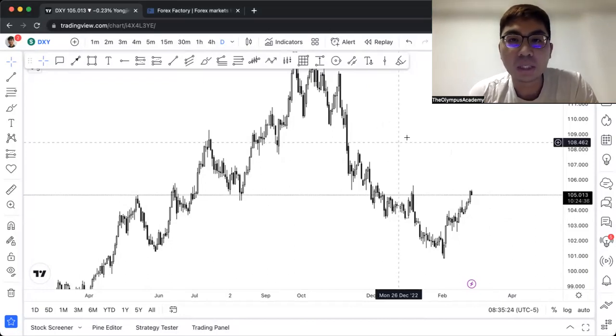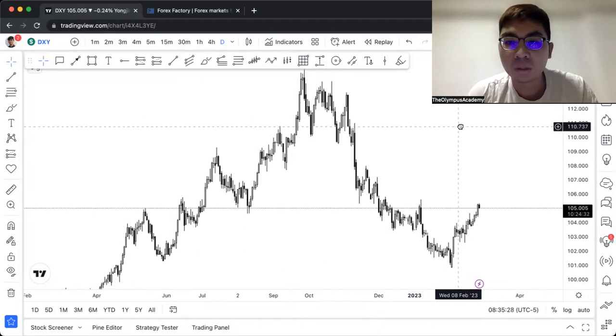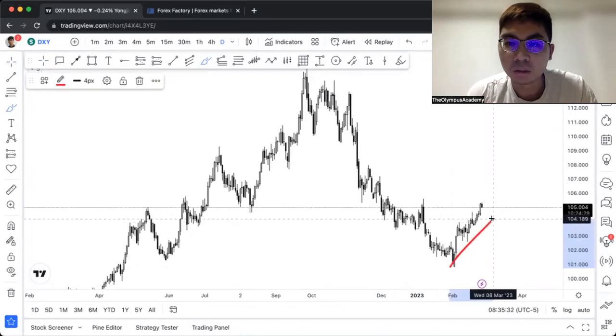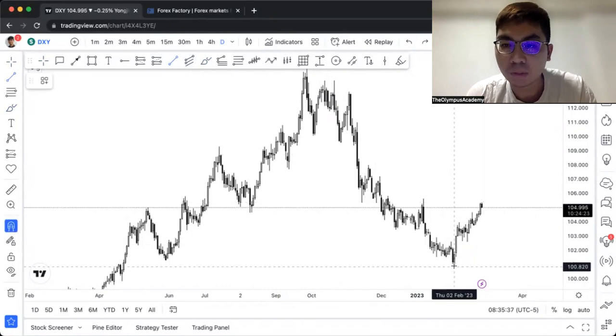So first, I'll be looking at the dollar index on the daily chart. Price is going on a very bullish trajectory. It's very bullish at the moment. If I draw a trend line, it's just bullish as heck.